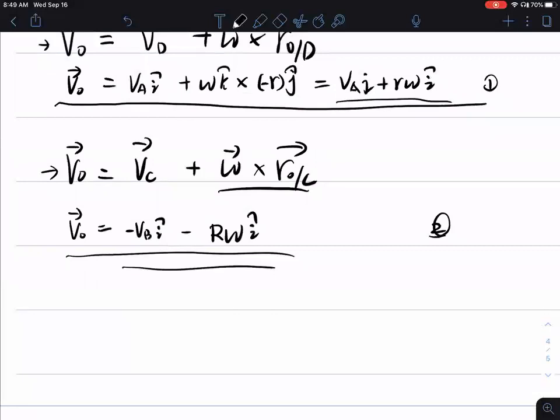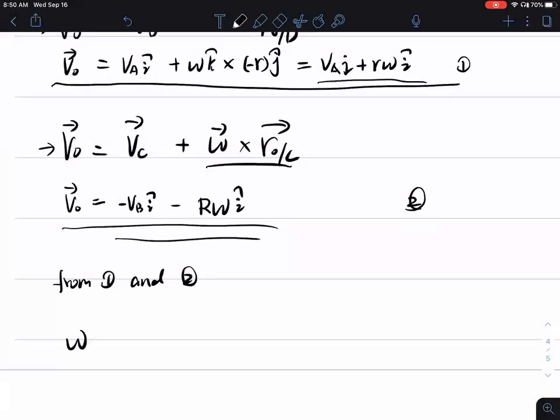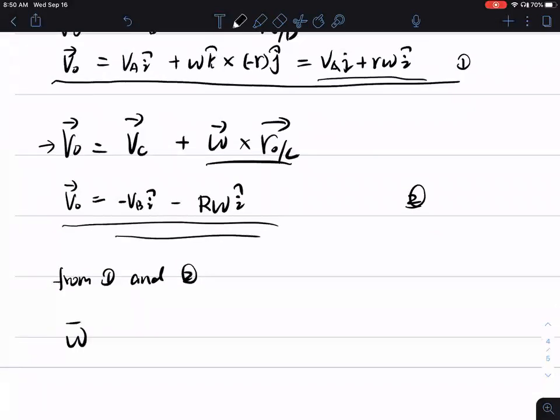From equations 1 and 2, we're able to find out what omega is. We have two equations, and the unknown here is omega. Both VA and VB are given, and small r and big R are given. So from 1 and 2, we can solve for omega. If you write that as a vector, omega can be written as negative (VA plus VB) divided by (R plus r) on the K direction.